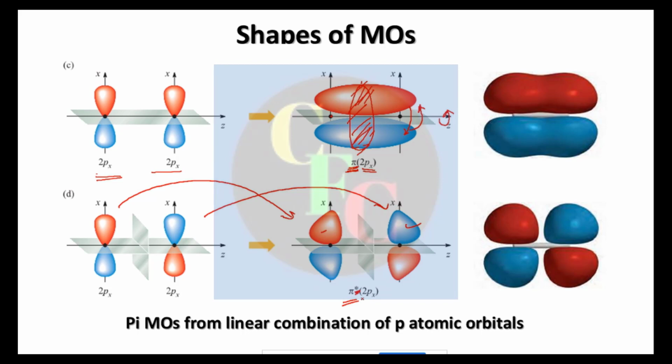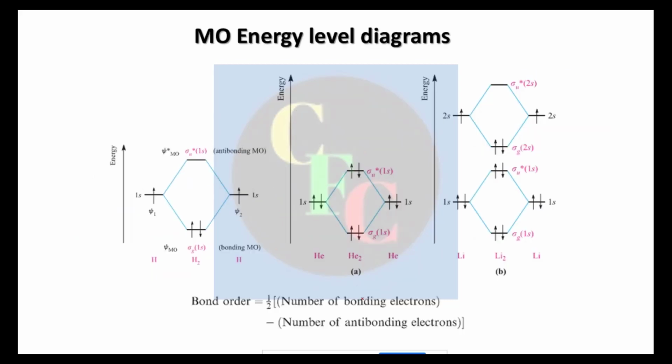Okay, so we have sigma from s, sigma from p, and pi from p orbitals. With these discussions, now we can go to the molecular energy levels, right?